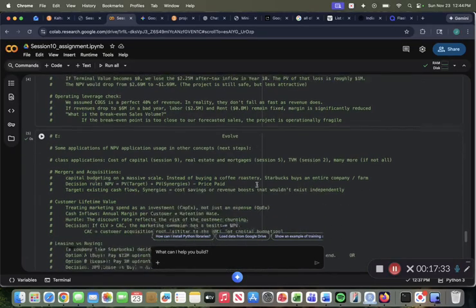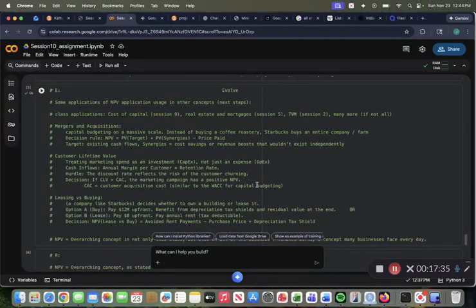Now moving down to the evolve stage, looking at some applications of NPV and other concepts. So this has been an overarching concept, the present value, time value of money, in all of the sections that we've done in Management 310 so far. So like cost of capital in section 9, real estate and mortgages in section 5, time value of money was specifically centered on present value, net present value calculation, and many more, if not all.